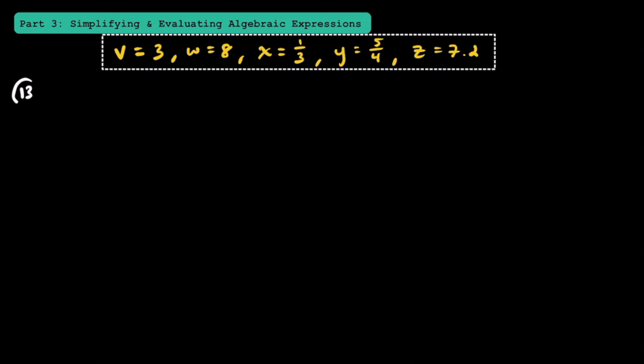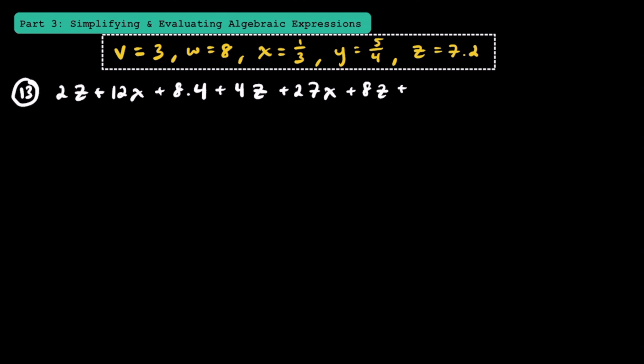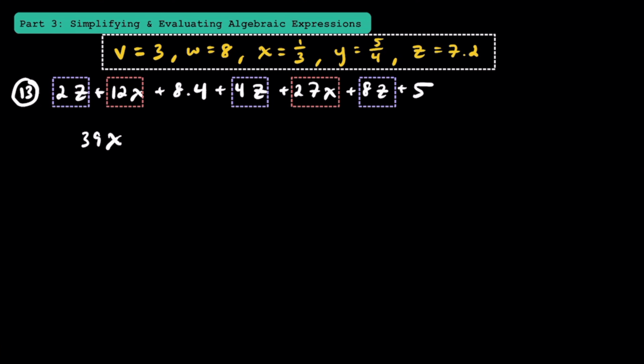Number 13. We have 2z plus 12x plus 8.4 plus 4z plus 27x plus 8z plus 5. We'll start by combining our like terms of 12x and 27x to get 39x. Next, we'll combine our like terms of 2z, 4z, and 8z by adding their coefficients. 2 plus 4 is equal to 6, and 6 plus 8 is equal to 14, so we can add 14z. And finally, we'll add our constants, which are like terms of 8.4 and 5 wholes, to get 13.4.